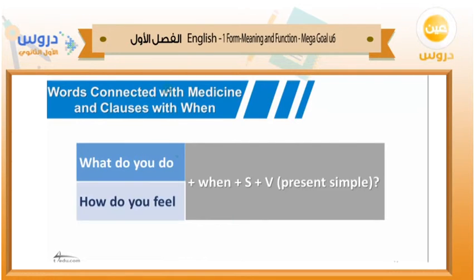So now words connected with medicine and clauses with when. So first we start a sentence with a WH, either when or what or how. And what about the rest of it? The rule is that when you're asked, what do you do when? Or how do you feel when? So the rule is we start with when, subject, verb, and a verb most of the time is used in the present simple. So what do you do when you feel hungry? Or how do you feel when you are feeling hungry, and so on.